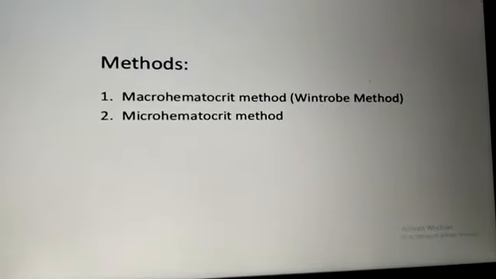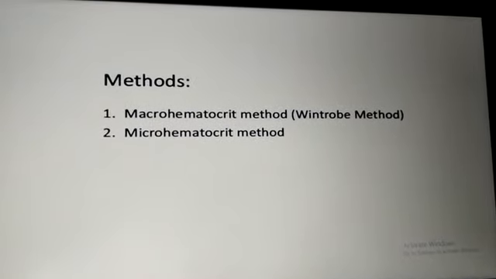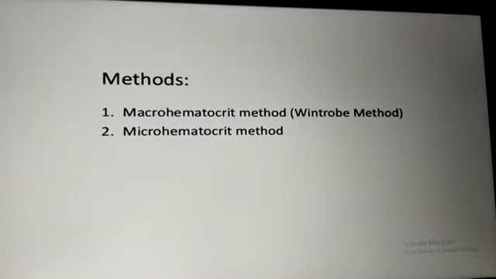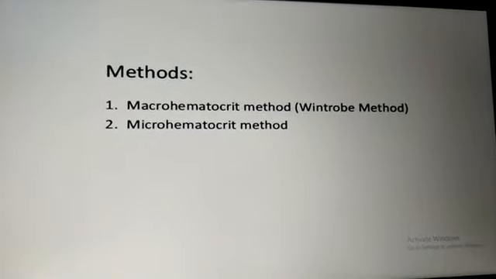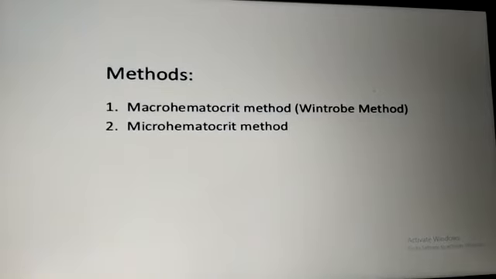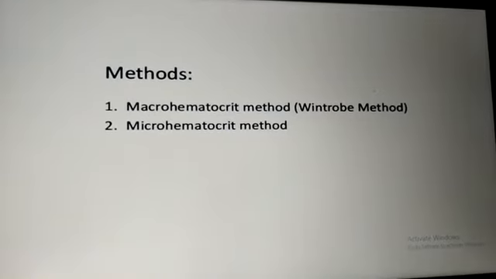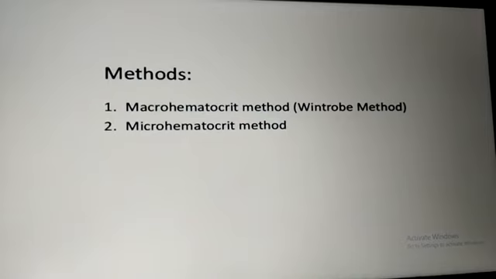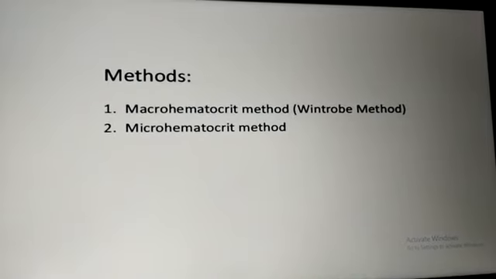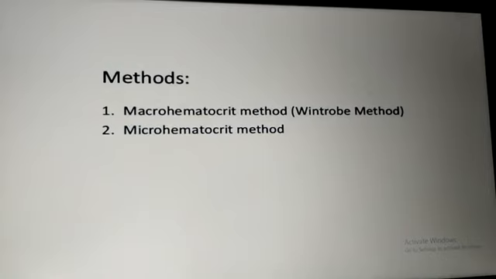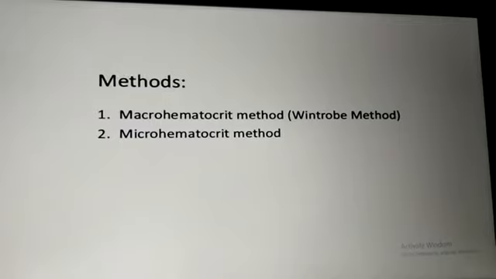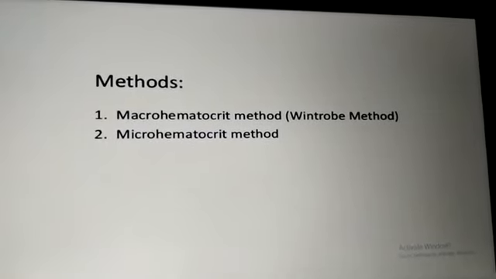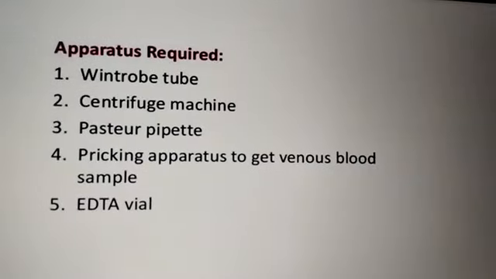Next, methods. For PCV determination, there are two methods. One is the macrohematocrit method and the other is the microhematocrit method. For the macrohematocrit method, we use the Winthrop tube, that is the Winthrop method, and for microhematocrit we use a capillary tube. So today in this video we study about the macrohematocrit method by Winthrop tube.